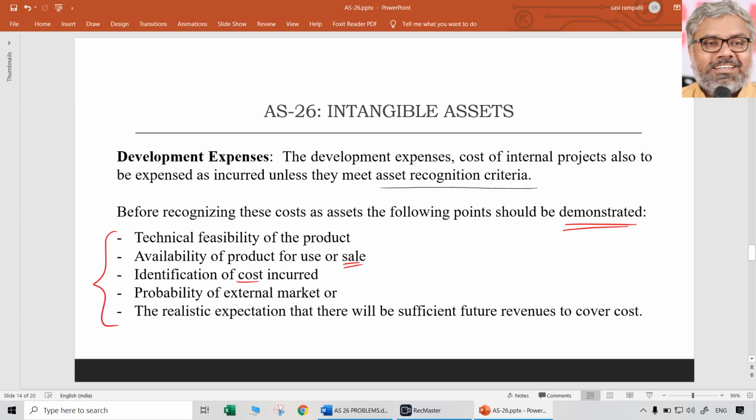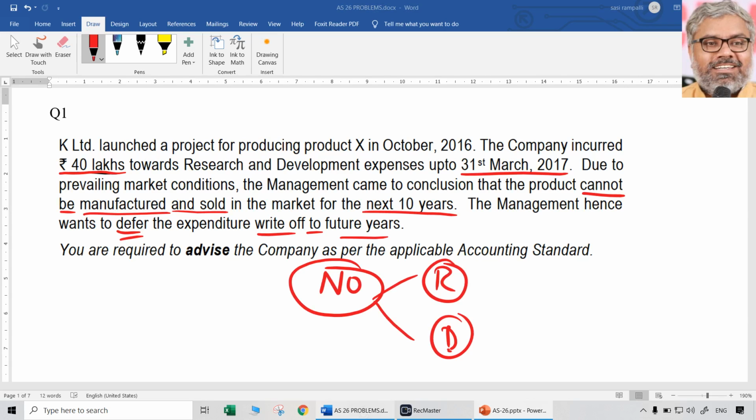But is there a probability of an external market? Answer is no. When there is no probability of an external market and when there is no realistic expectation that there will be sufficient future revenues, we cannot recognize development expenditure also as an intangible asset. So the management decision of deferring it and writing it off in the future years is wrong. That is incorrect.